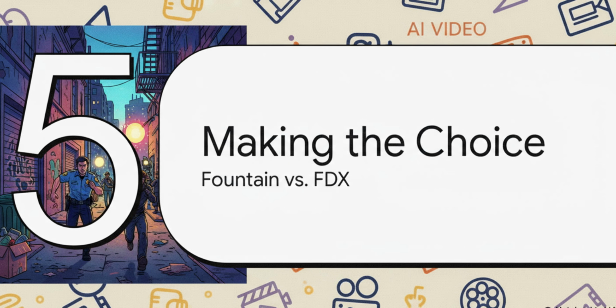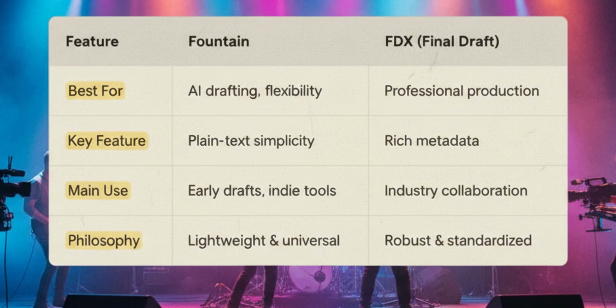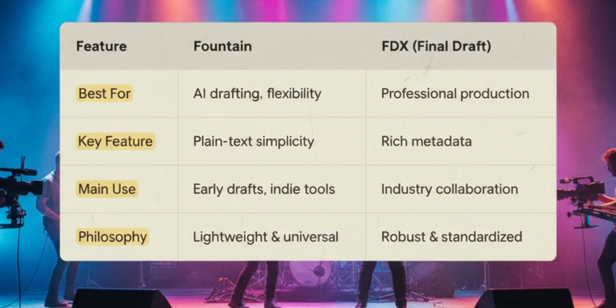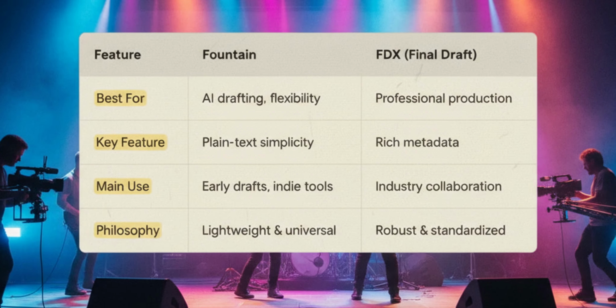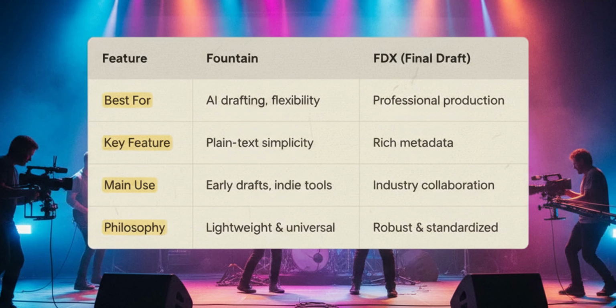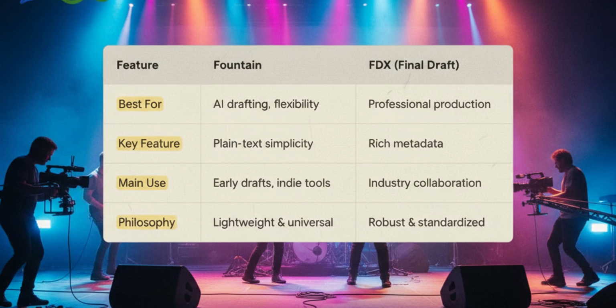And it's pretty amazing. How in the world do we choose? Well, this isn't about one thing being better than the other, not at all. It's about picking the right tool for the right job that you're doing right now. All right, let's break it down. You're going to want to use Fountain when you need flexibility, speed, and maximum compatibility with all these new AI tools, especially when you're in those early drafting stages.